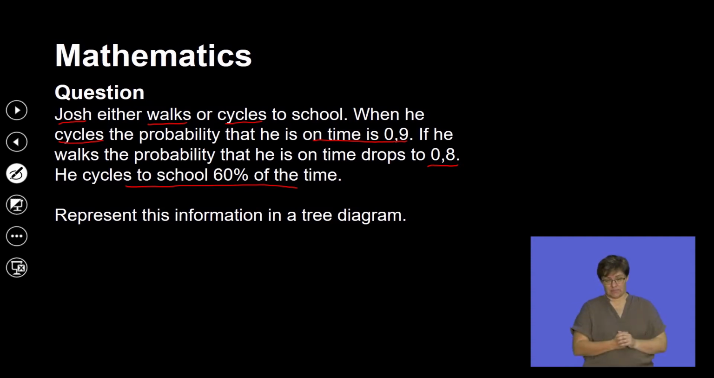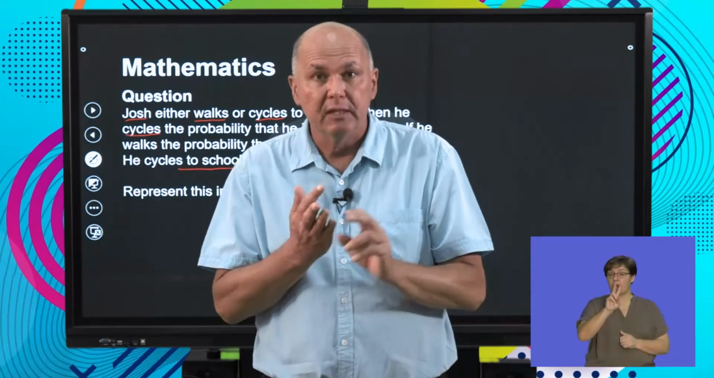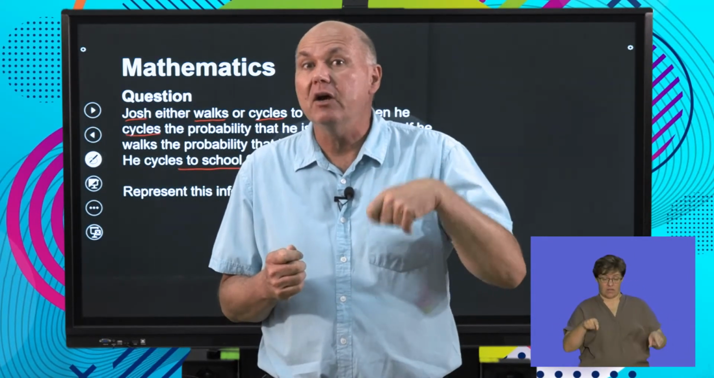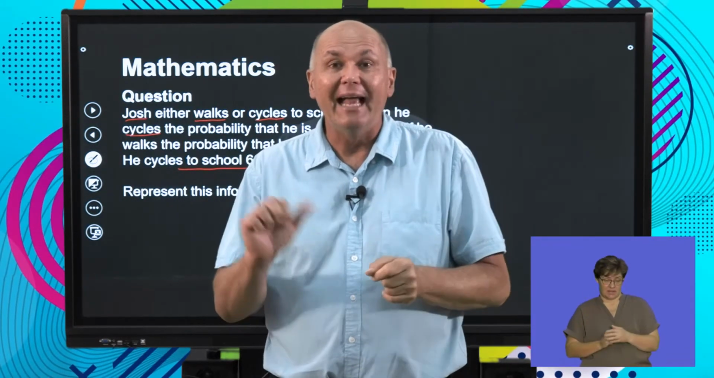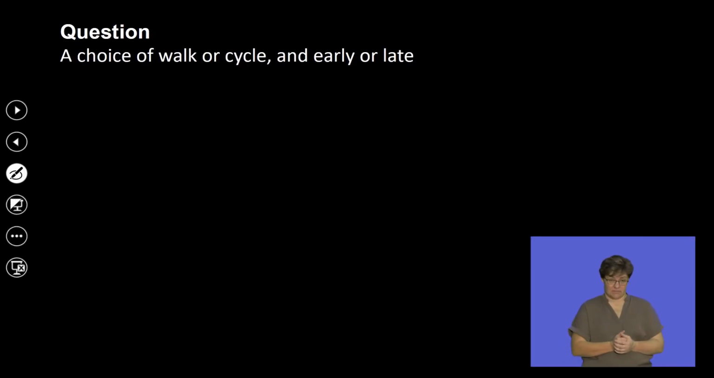So let's go and have a look at the tree diagram. And the first thing I'm going to do is plot all the options, so we can make sure that we've got all the options. Can you see that there are 2 modes of transport, either to walk or to cycle? And then there's either being on time or early, and I'm just going to call it E for early, and L for late. Okay, so let's set up our tree diagram.